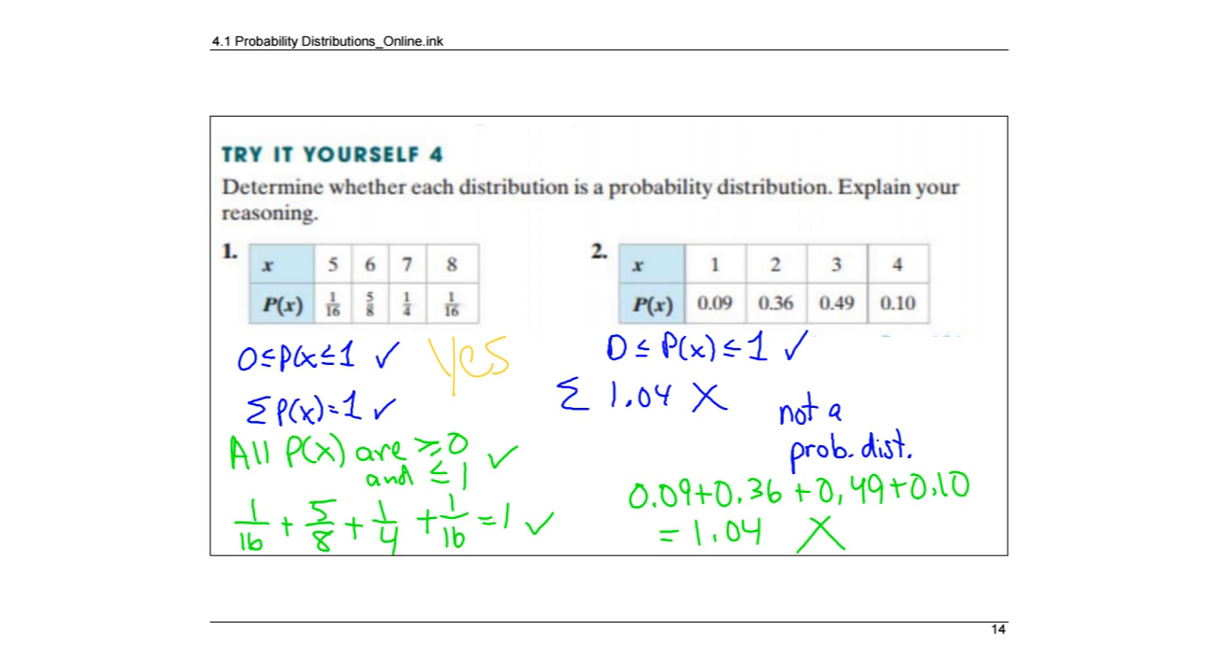Now the second one, it fits the first criteria. All of the probabilities are between 0 and 1 inclusive, but when we go to add them up, they equal 1.04. That's not going to work. It has to be 1 or really close to 1. And so this is going to be no, it's not a probability distribution.